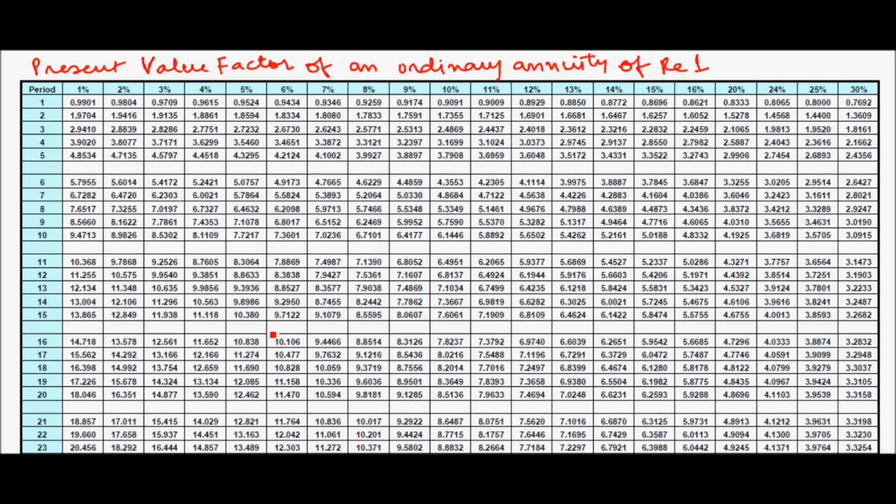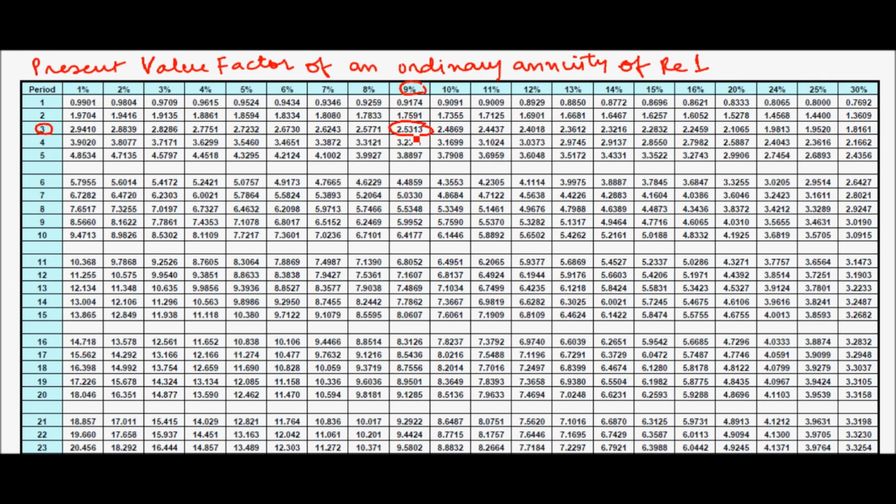amount. So as seen on the screen, this is the table representing the present value factors of an ordinary annuity of rupee 1. So in our case, the value of N is 3. So this is 3 here. And the rate of interest is 9%. So this is 9 here. So basically the present value factor is the value at the intersection of this row and this column. So this is the value 2.5313.